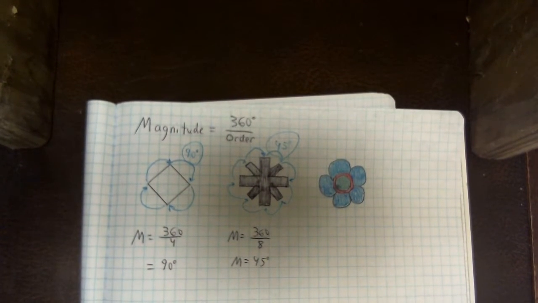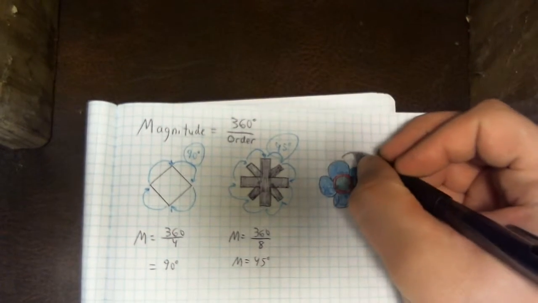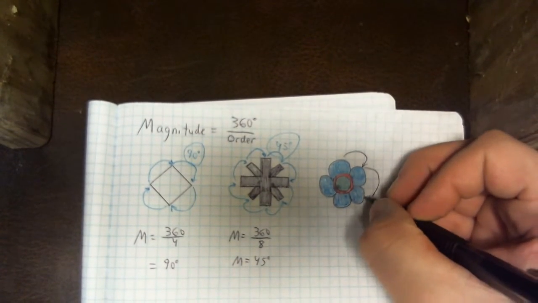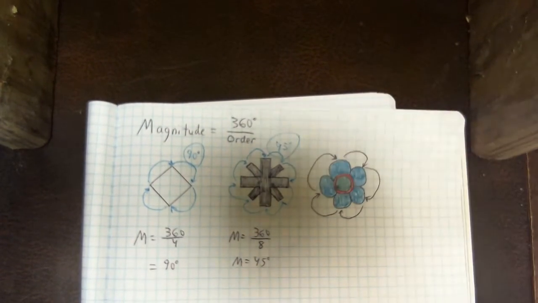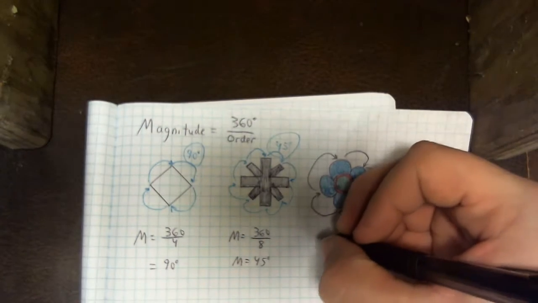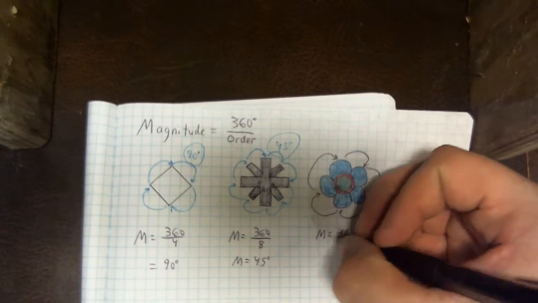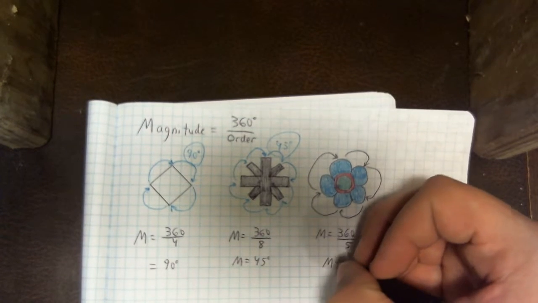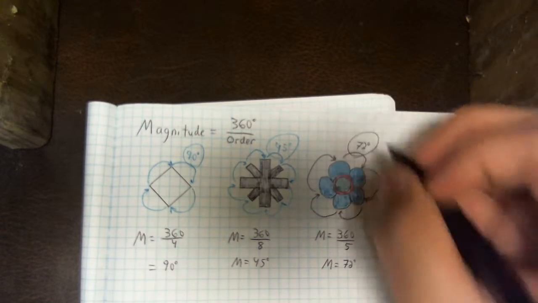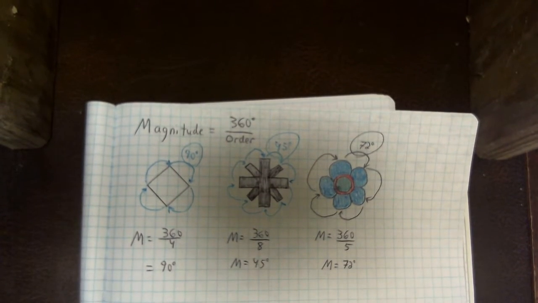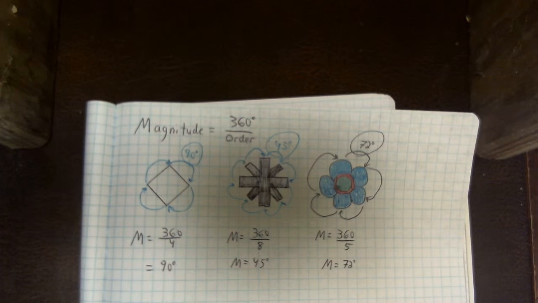Our last example is this flower. If I spin it once, twice, 3 times, 4 times, and a 5th time would end me back at the original position. So magnitude equals 360 divided by 5. That's going to give me 72 degrees. So I would have to spin this flower 72 degrees in order to make it land back on top of itself. So that's linear reflection, rotational reflection, order, and magnitude all covered for you. Good luck.